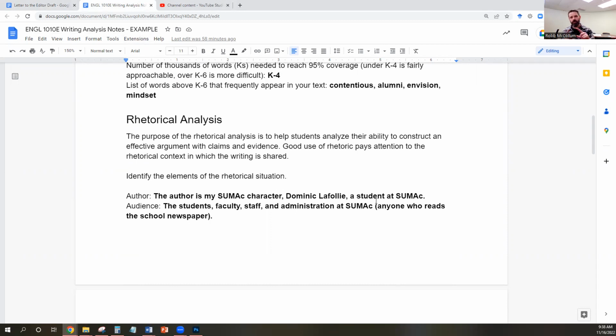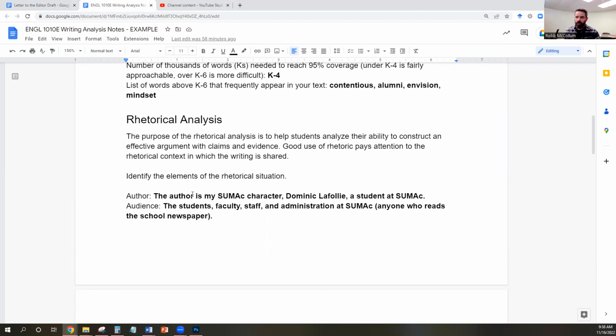If we think back in our course, we've talked about the rhetorical triangle, right? At the three points of the triangle, there are three important elements of that rhetorical situation. Who is the author, who is the audience, and what is the message? We also need to understand what is the context in which those things come together.